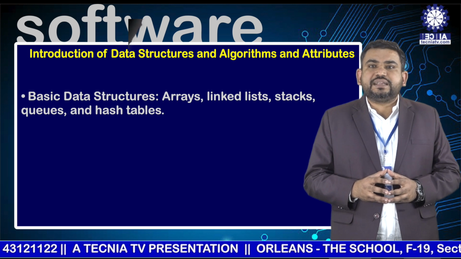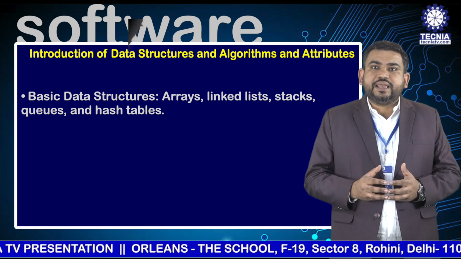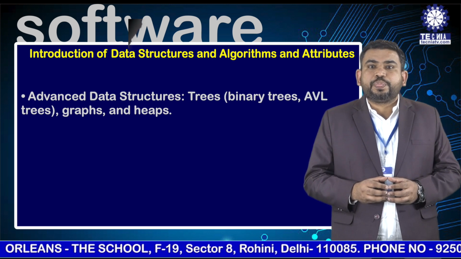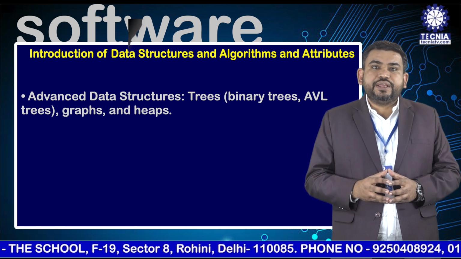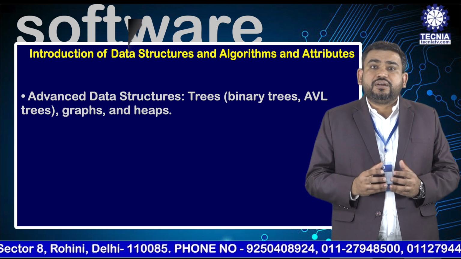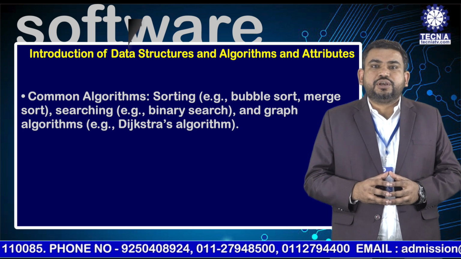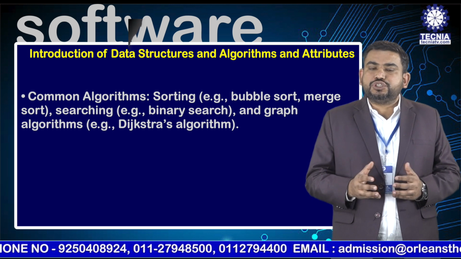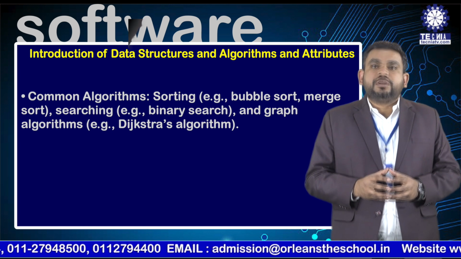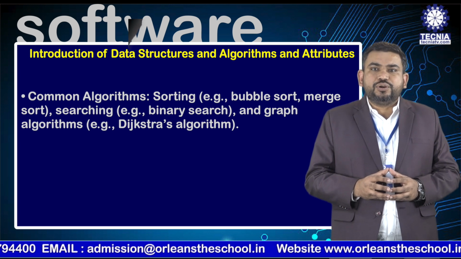Third one, basic data structures: arrays, linked lists, stacks, queues, and hash tables. Fourth one, advanced data structures: trees, binary trees, AVL trees, graphs, and heaps. Fifth one, common algorithms: sorting, for example bubble sort, merge sort; searching, for example binary search; and graph algorithms, for example Dijkstra's algorithm.